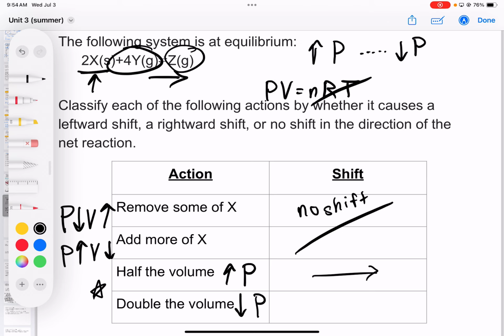Okay, now if the pressure goes down, it wants to replace some of that pressure. It's going to go to reactants to make more of Y, because you'll make 4 moles of it. There's more moles of it. That'll bring the pressure back up. So this is the idea: you apply a pressure, it's going to go to relieve that pressure, to kind of do the opposite. Is it okay so far? We're good? Yeah? Okay.